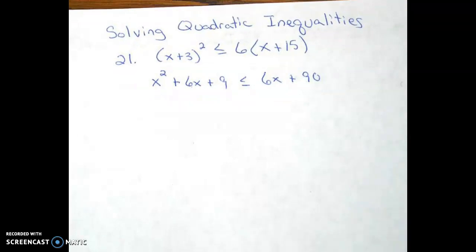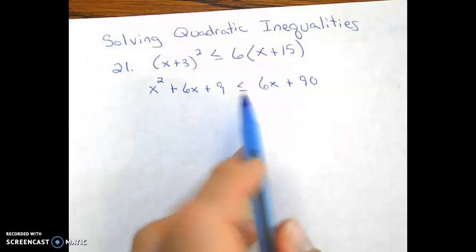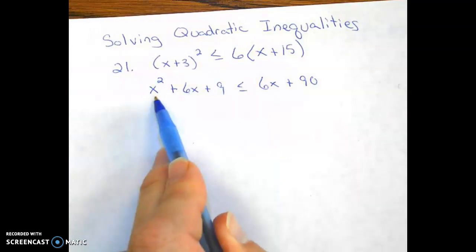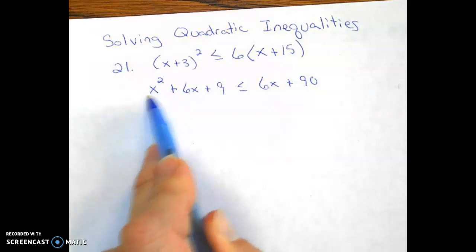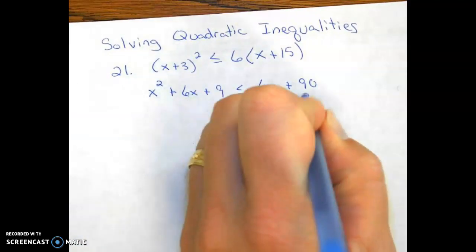Now that I've simplified both sides, I'm going to move all my terms to one side of the inequality. And I personally like to make my x squared term positive. So since it's positive, I'm going to move these two terms to the other side.